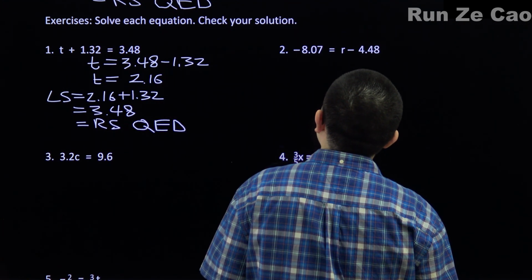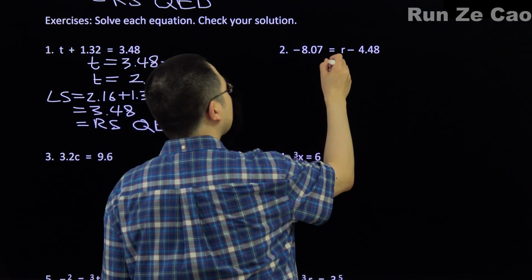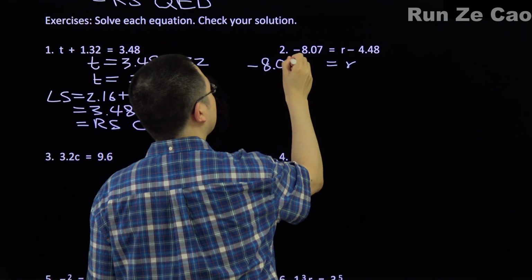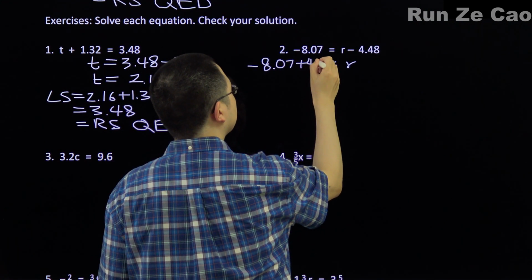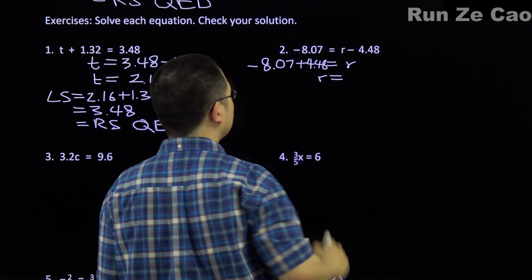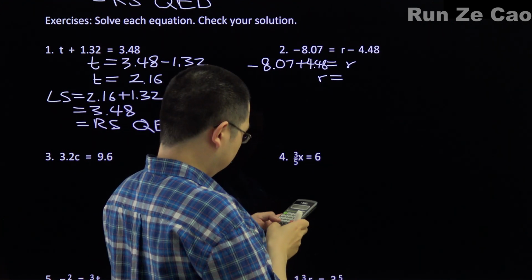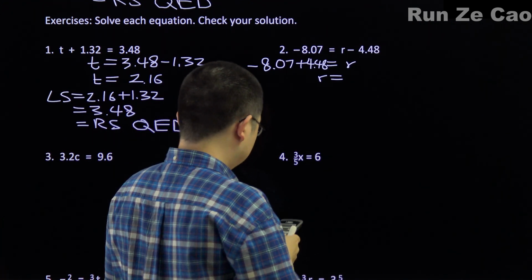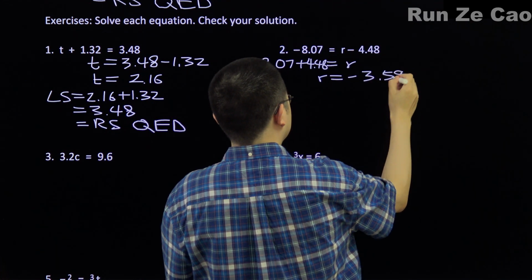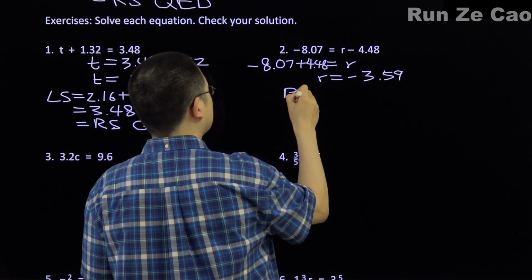Negative 8.07 equals r minus 4.48, so r is equal to negative 8.07 plus 4.48. R is equal to 4.48 minus 8.07, negative 3.59. Okay, well, what is the right side here?